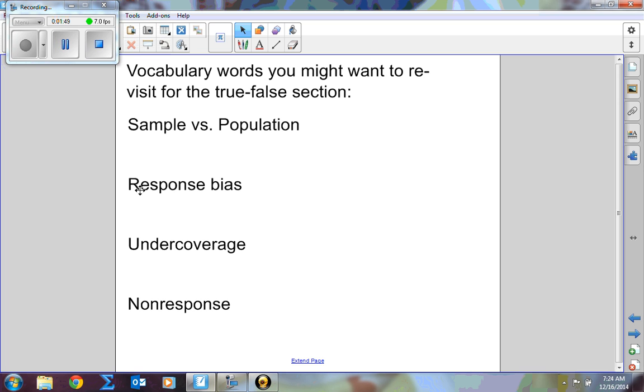Look at the difference between response bias, undercoverage, and non-response. Remember, response bias is when someone is embarrassed about their answer, so they might not tell the truth. Undercoverage is when segments of a population might get left out of a sample. And non-response might be when you get that survey in the mail and you just slide it into the recycling bin without looking at it. But look at the difference of those. So these are 5 words that you want to look for. Sample and population you were introduced to in chapter 1, but chapter 4 as well. And then response bias, undercoverage, and non-response you'll look in chapter 4 for.